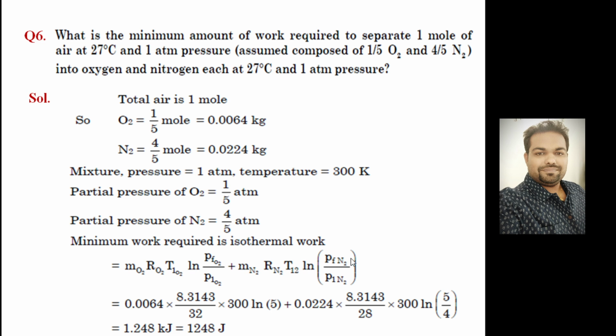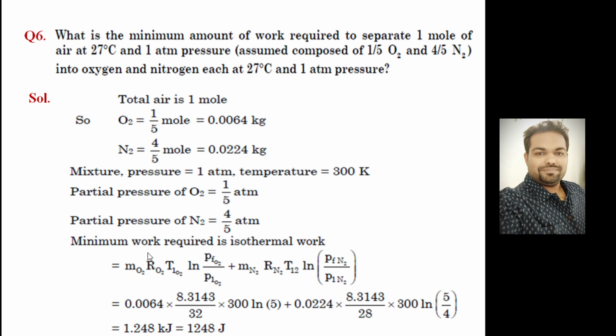Similarly, the same formula can be written for nitrogen as well. Now look, this is nothing but the partial pressure basically. For oxygen, the final pressure will be 5, starting from 1, that's why it is 1 by 5th. And here nitrogen is starting from 4 and going to 5, so 5 by 4 is the final pressure by initial pressure. So you substitute the values: the masses you already calculated, and these are the pressure ratios, the final pressure and initial pressure ratio.